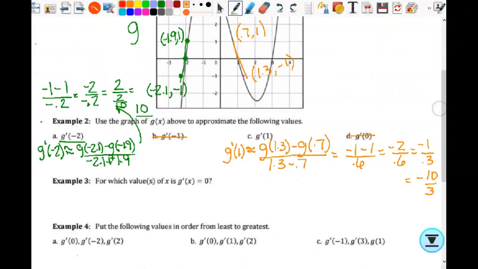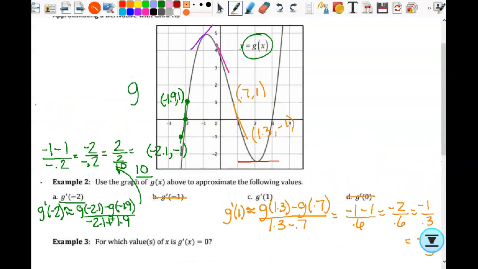So for which values of x is g prime equal to 0? What does g prime represent again? Slope. So when the slope is 0, what does it look like? A horizontal line. So I've got a horizontal tangent here, and a horizontal tangent here.